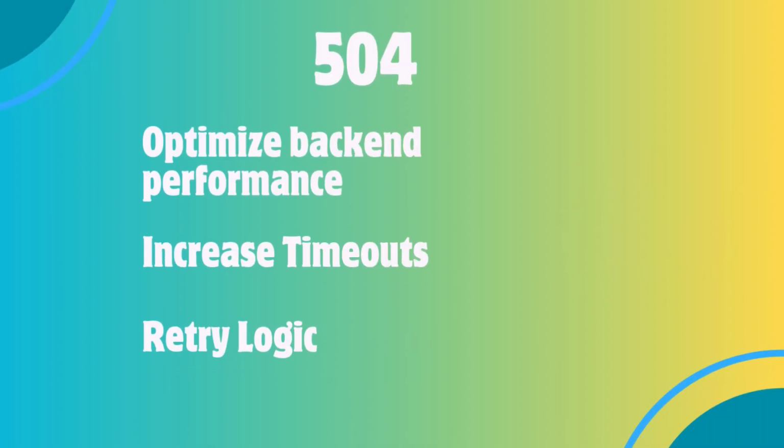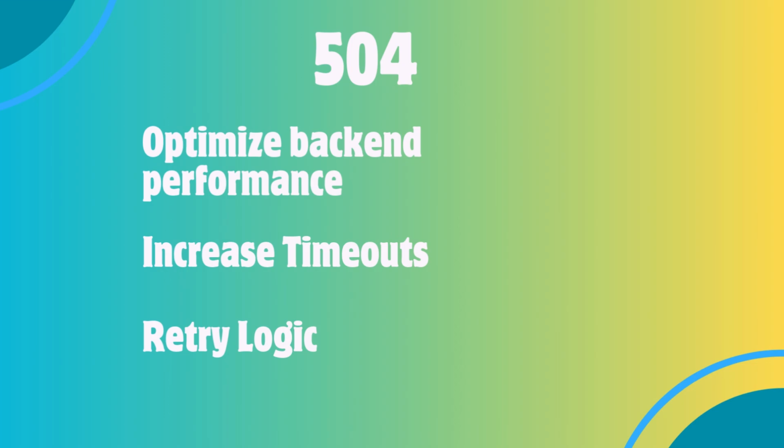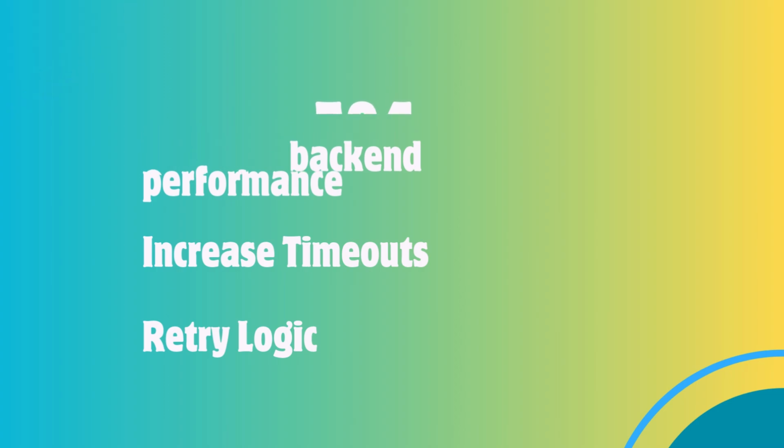504 mitigations are all about optimizing the backend performance, increasing the timeouts, and updating the retry logic. Okay, let's talk about optimizing backend performance. You have to improve the database queries and implement caching. When you look into increasing the timeouts, adjust the timeout settings in NGINX or ALB. Basically, for NGINX it is proxy_read_timeout. When looking into AWS ALB, it is the idle timeout. For retry logic, use exponential backoff in client-side retries.